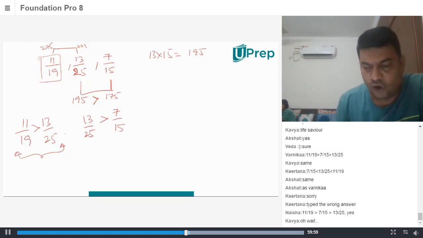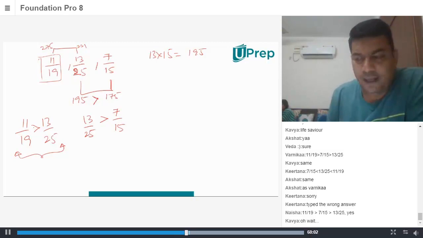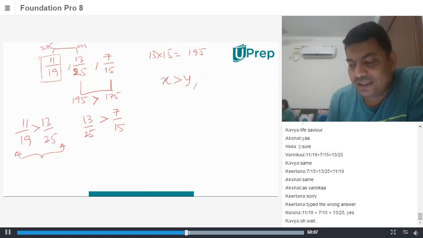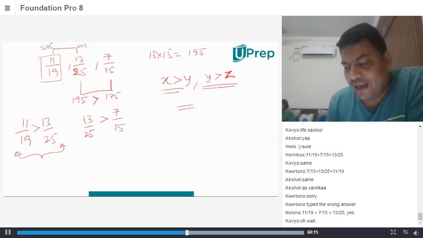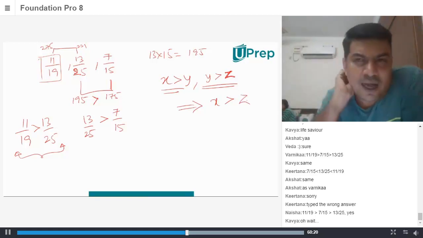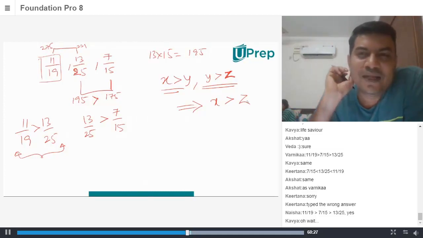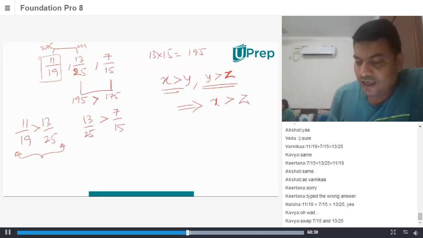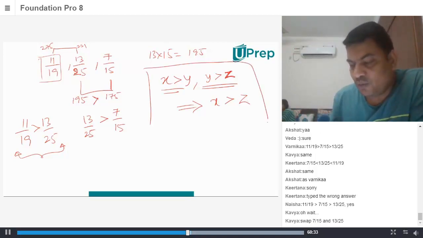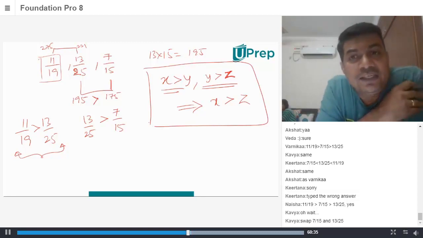So you can see between these two, 11 by 19 is greater. You have learned in your basic schooling already, I think you know this before: if x is greater than y and y is greater than z, that implies x is greater than z. Yes or no? Very simple. 100 is more than 75 and 75 is more than 50, therefore 100 is more than 50. That's the logic. This is very important, and it also holds good in rational numbers.